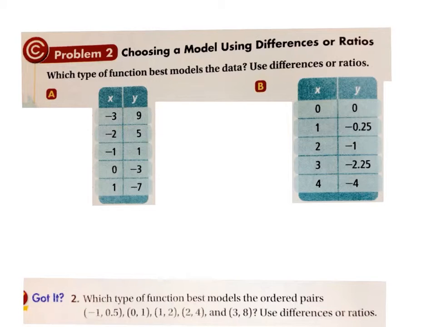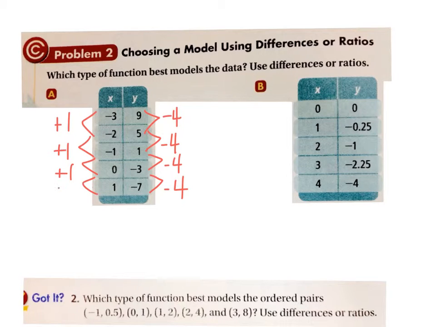So the first one, I'm going to show you differences between the y's. So this is going to go down 4, and then down 4, and then down 4, and then down 4. And each time for the x's, and you do have to make sure the x's are a constant too, they're actually going up 1. But you do need to make sure that the x's are changing the same every time. So since the first difference is the same, that's going to be linear.